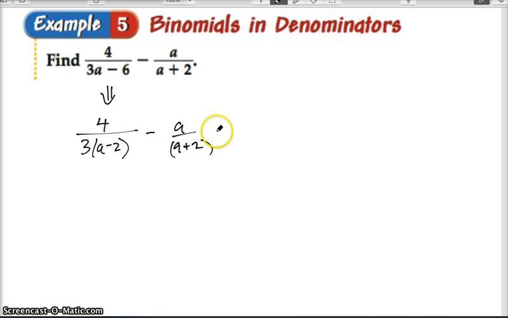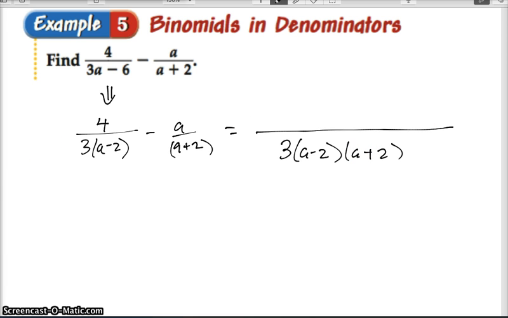Since I can't do that, I need to make the common denominator, and that common denominator is going to be 3 times a minus 2 times a plus 2. So I need to kind of put it all together. My question to myself would be, what did I add here to the denominator to make it the new one? And it was an a plus 2. What I do to the denominator, I've got to do to the numerator. And then I asked myself the same thing here. What did I add to this in a sense? It was 3 times a minus 2, and I would do that to the numerator as well. 3 times 3 times a minus 2.